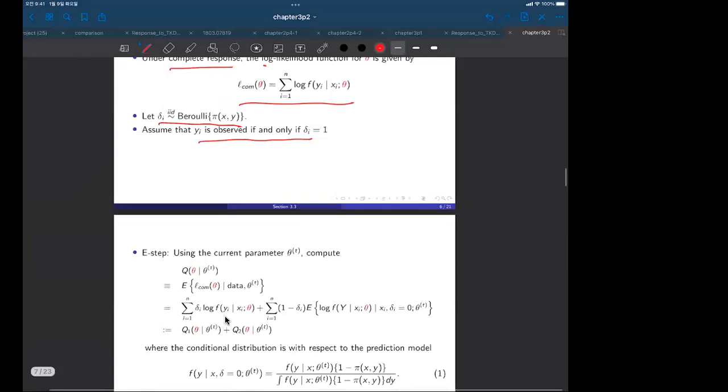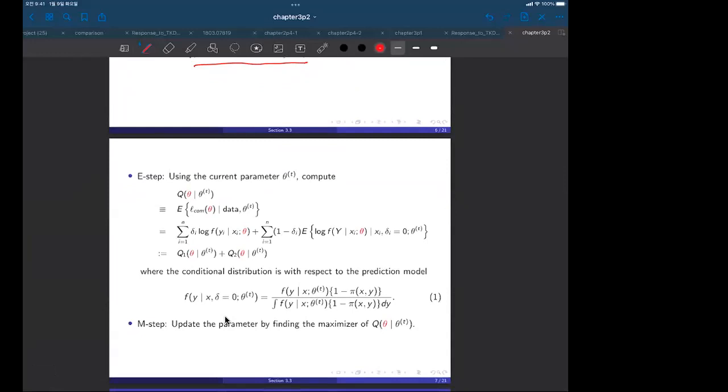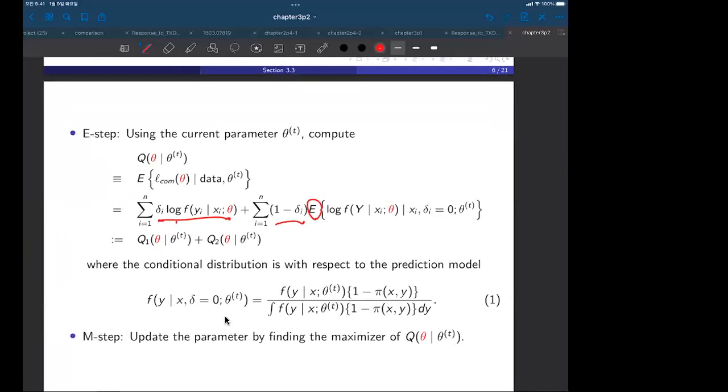Then again, based on this setup, the E step is just taking the conditional expectation of the log likelihood function conditional on the data. For delta equal to 1, the data is everything, there's nothing unobserved. So we just have the original log density. And for delta equal to 0, we don't observe y, right? So we need to compute the conditional expectation of this log density function, where y is a random variable. So basically the expectation here is with respect to y given x and delta equal to zero. And y given x and delta equal to zero can be derived using the Bayes' theorem. This is the density.